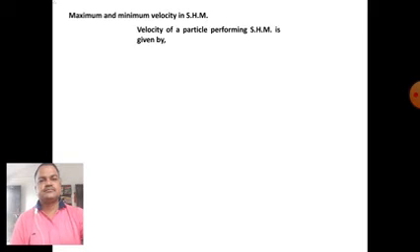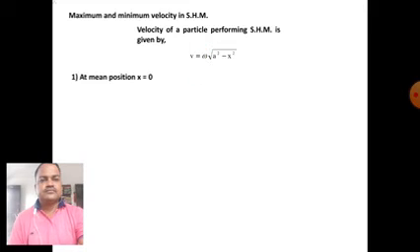Here also we have to give the maximum and minimum velocity in linear SHM. Velocity of particle performing linear SHM is given by the magnitude value, so here negative sign cannot be given. So at mean position x is equal to 0 again. Put these values in the above equation, then x becomes 0. So the remaining value will be v is equal to omega square root of a square.